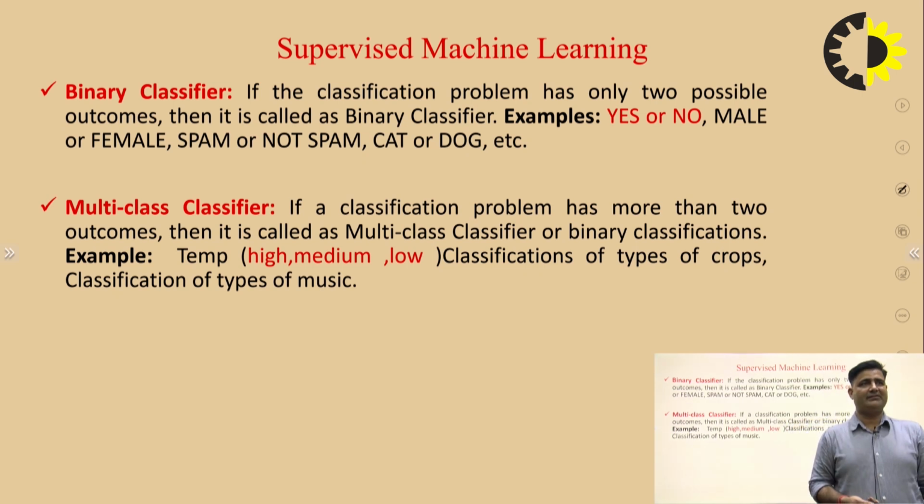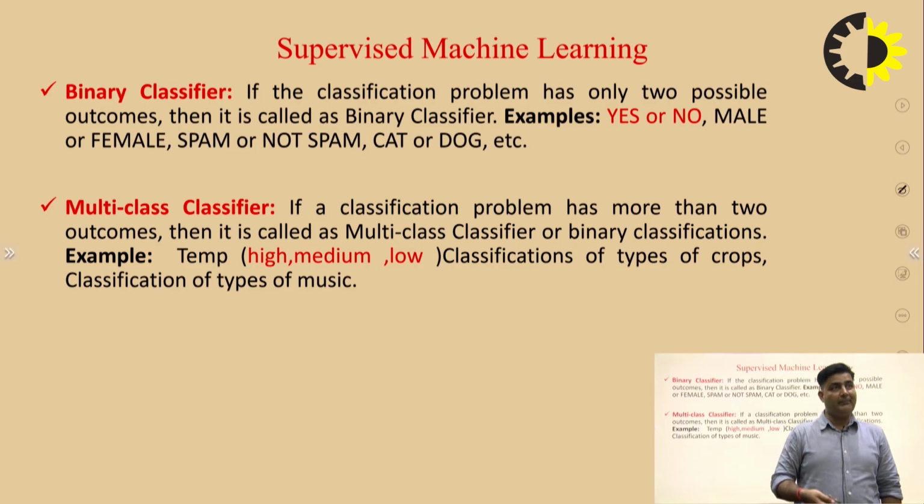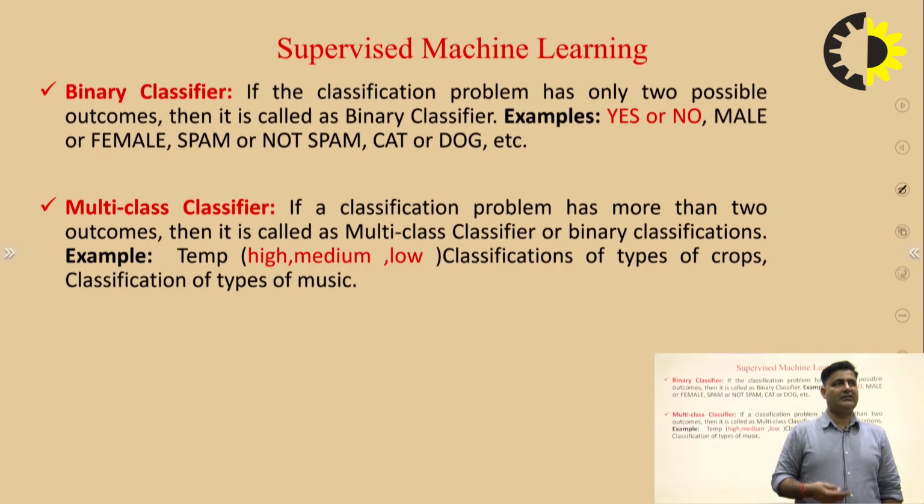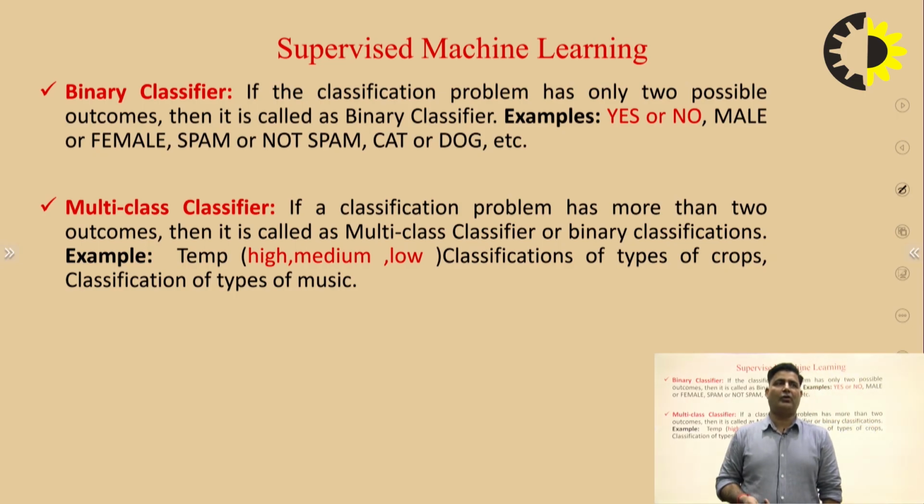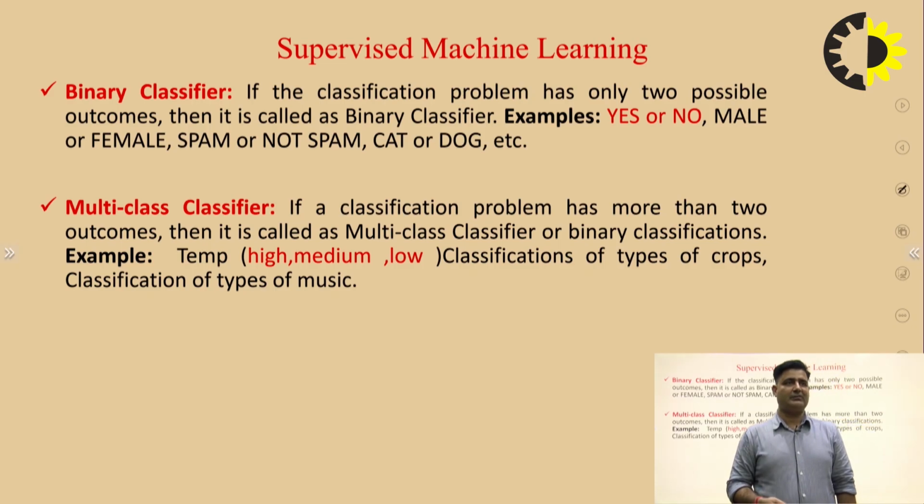Either binary classification: if the classification problem has only two possible outcomes, we call it binary classification. Example: yes, no, male, female, and whether an email is spam or not spam. They are binary types of classification. In multi-class, if the classification problem has more than two outcomes, we call it multiple class.